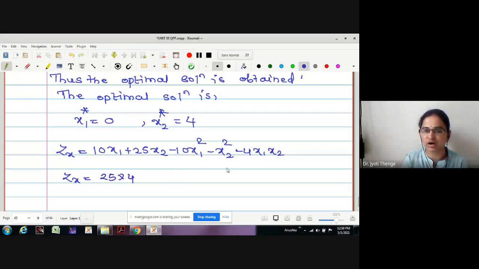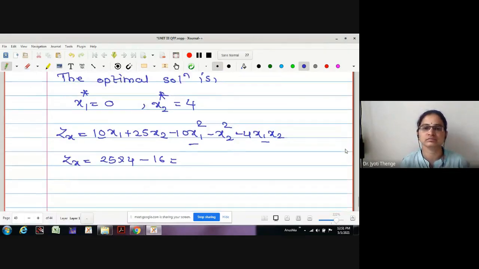25 into 4 is 100, minus 4 square, 16. This is 0, na? X1 is 0, I am substituting. These 3 terms are 0. 100 minus 16. 84.